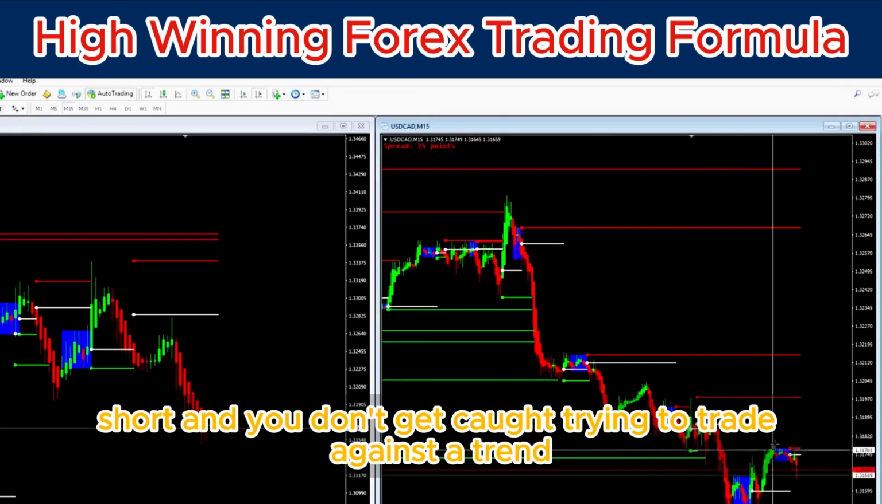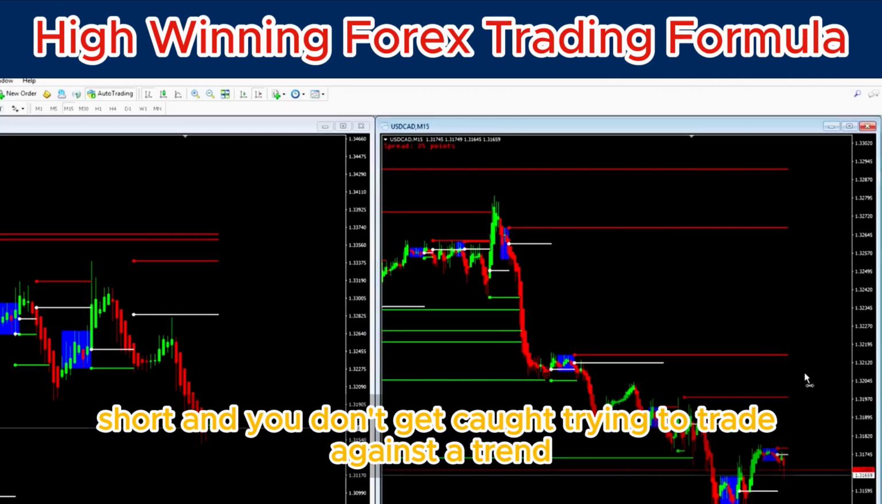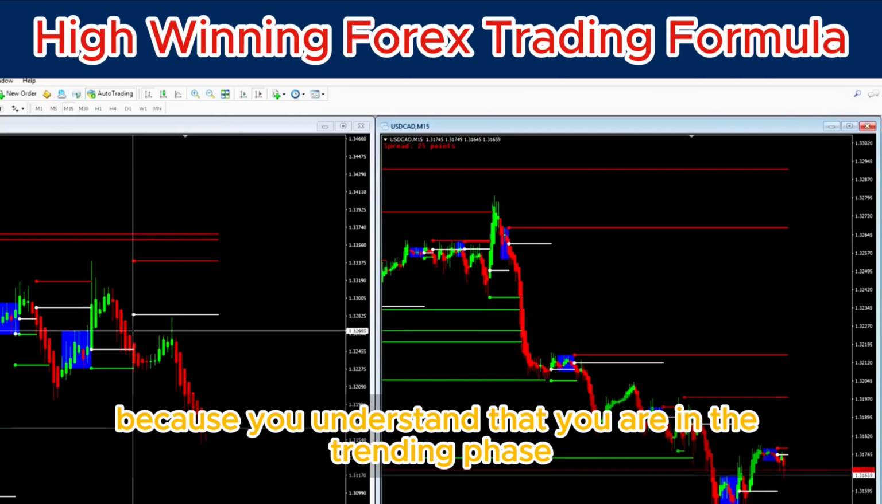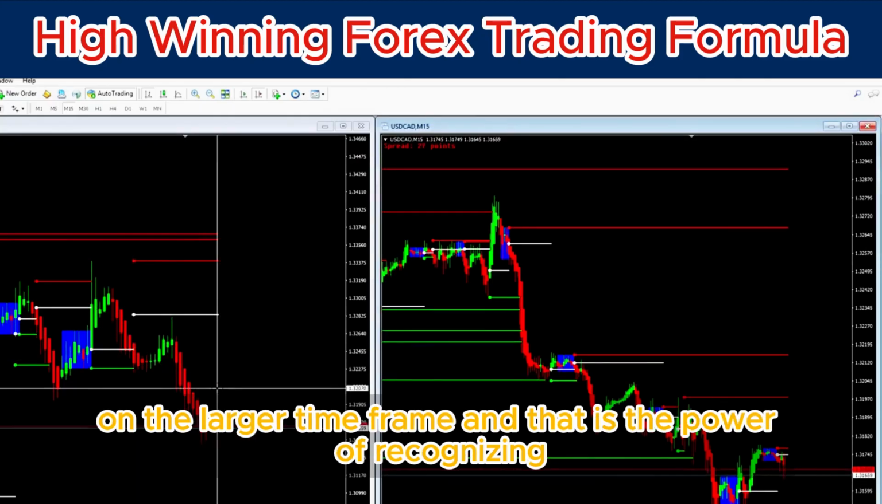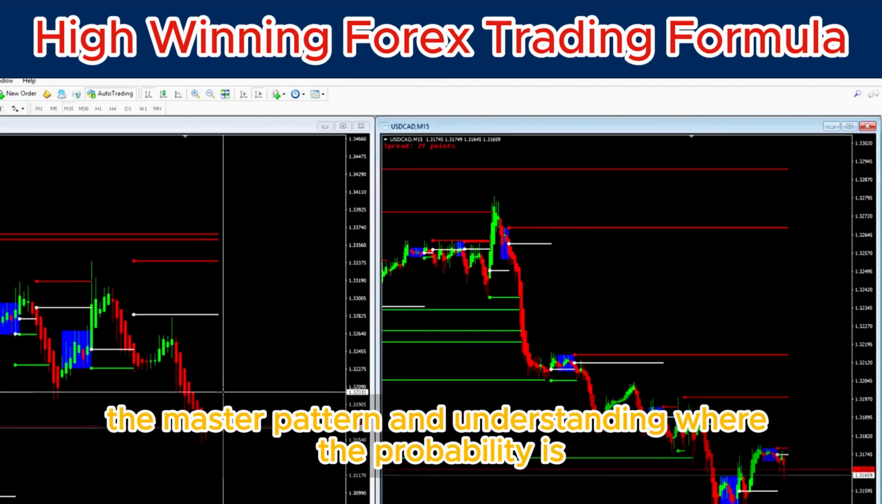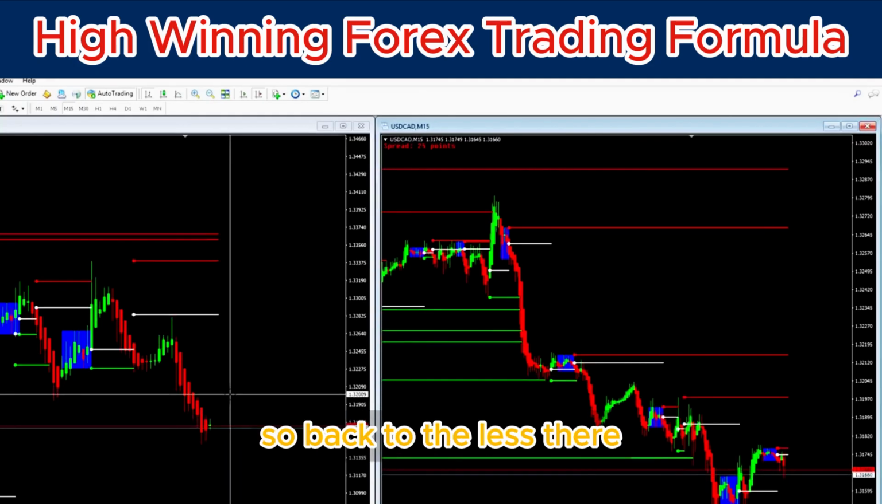Above it again, short. And you don't get caught trying to trade against the trend because you understand that you are in the trending phase on the larger time frame, and that is the power of recognizing the master pattern and understanding where the probability is. So back to the lesson.